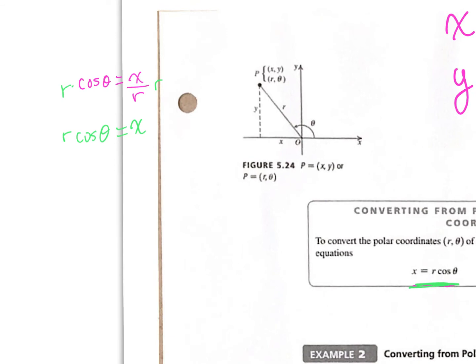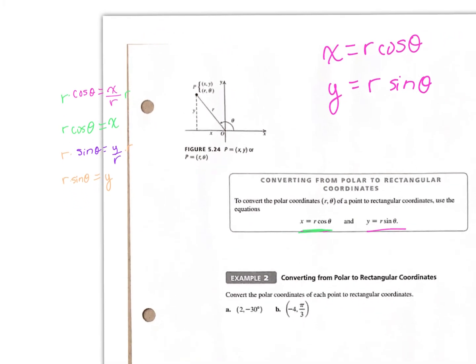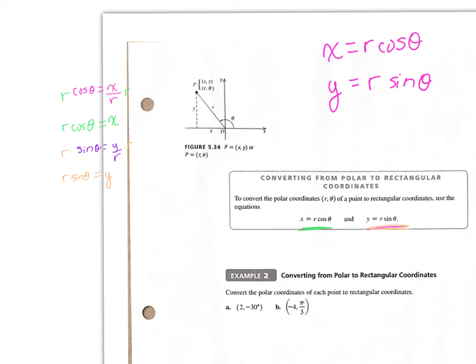Similarly, we know that sine of theta is equal to y over r. So if we multiply by r, in this case, we get that y is equal to r times the sine of theta. So we're going to use these two formulas basically as our two points to help us find how we can convert from the polar coordinate to a rectangular coordinate.